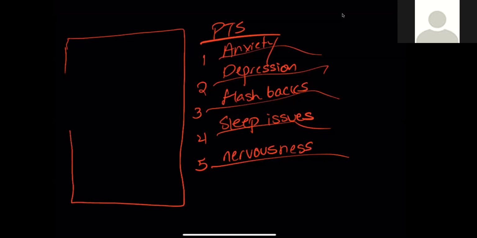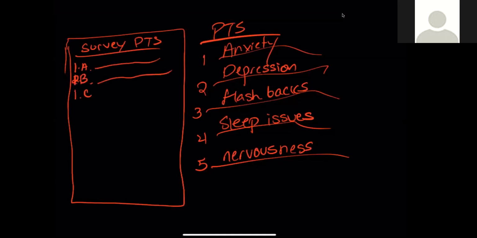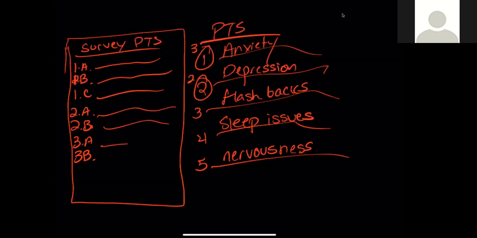let's say this is a piece of paper. Now what we can do is write a survey that we can ask people. This is the post-traumatic stress survey, and we might ask question 1A, about anxiety. Let's call this 1A, 1B, 1C, 3 different questions, all of which pertain to the idea of anxiety. We've got a 2A and a 2B, 2 questions that pertain to depression. We've got 3A and 3B, again, 2 questions that have to do with sleep issues, and so on and so forth.